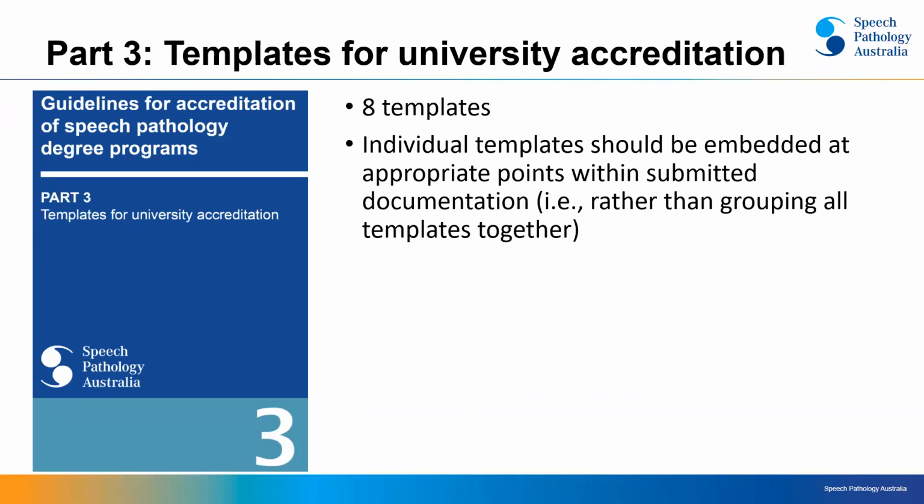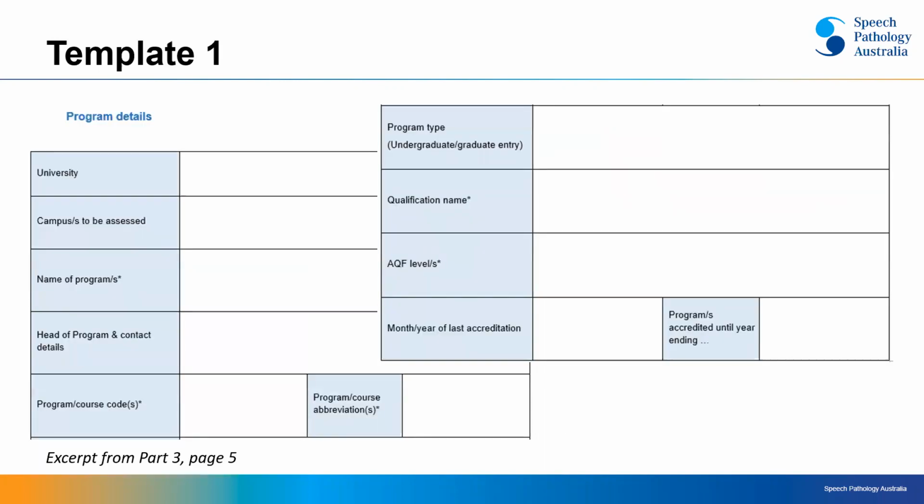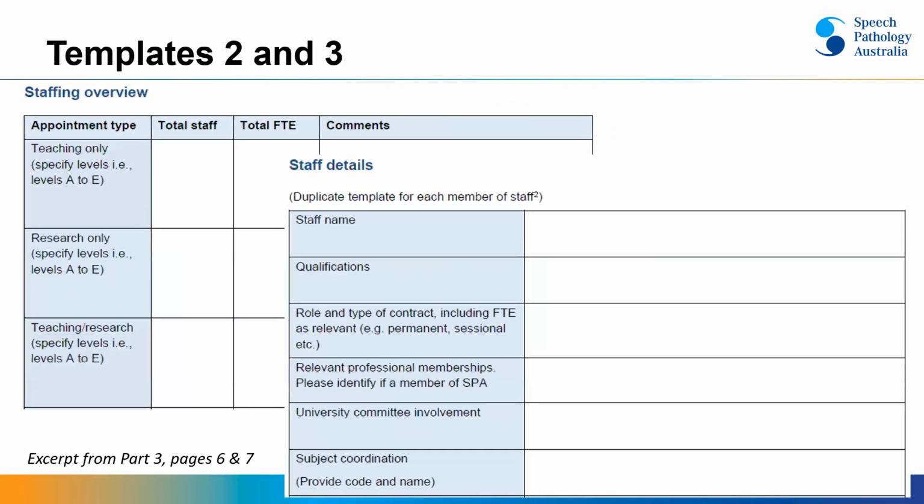Please also note that the templates are not presented in order of importance. Each is mandatory and each contributes to the university's evidence. On template 1, universities enter program details. This template captures key information for accreditors at a glance for easy reference. This allows accreditors to immediately situate your program within the accreditation cycle.